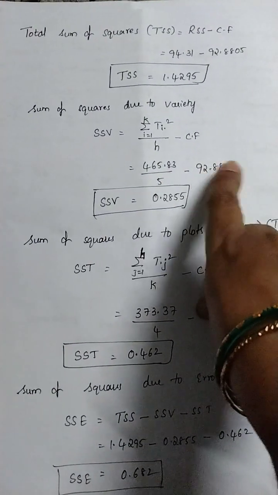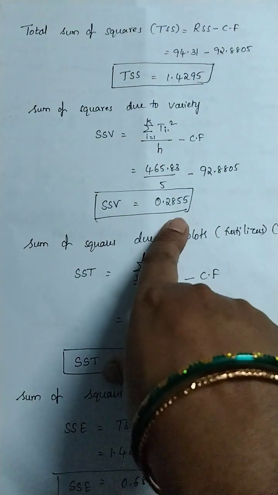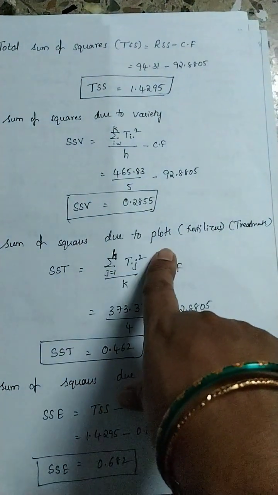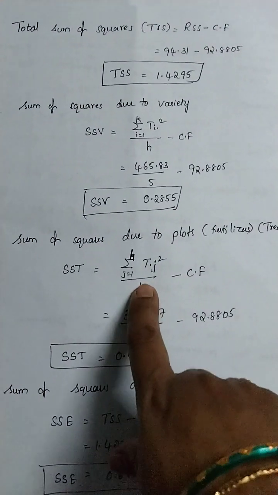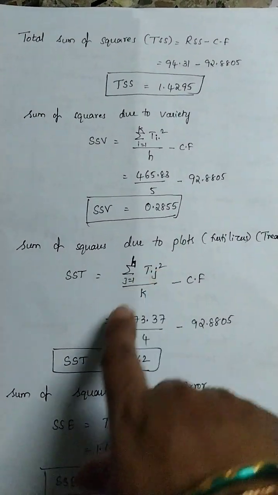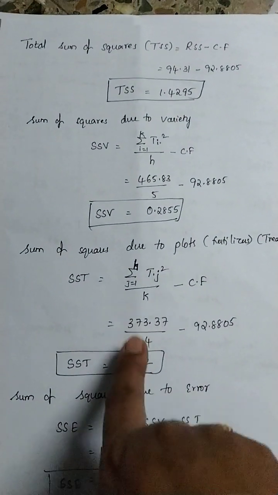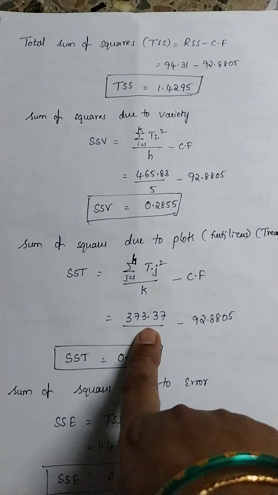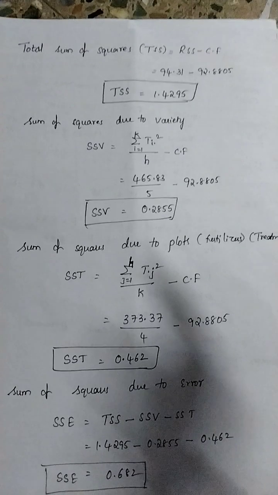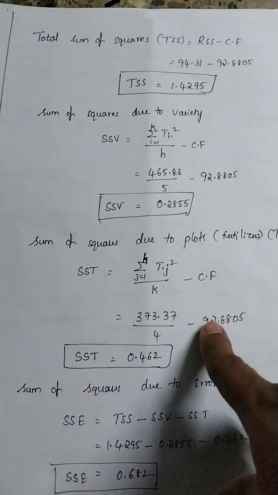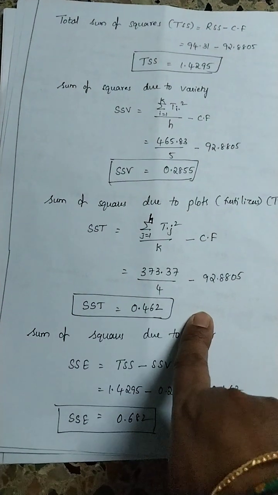Okay, minus correction factor. Now, sum of squares due to varieties, you got this, and sum of squares due to plots, that is treatments, you are going to take that summation T dot J whole square by K. It is 373.37 by K. K means the number of varieties, that is 4, minus correction factor. So, sum of squares due to treatments you got as 0.462.